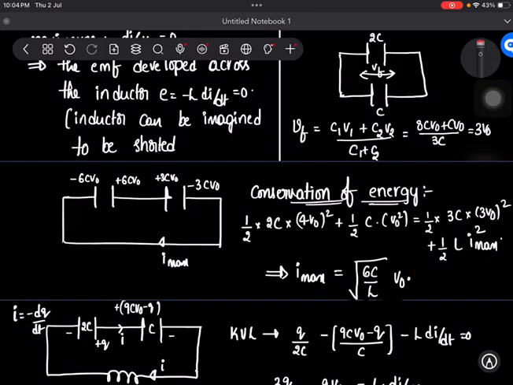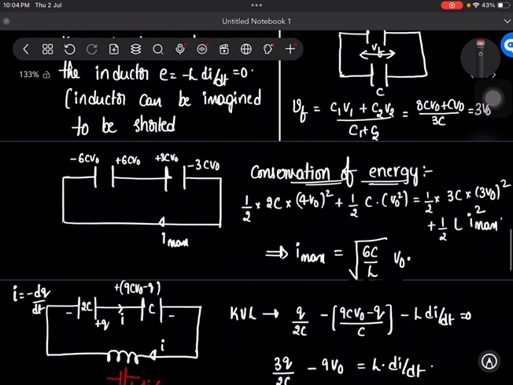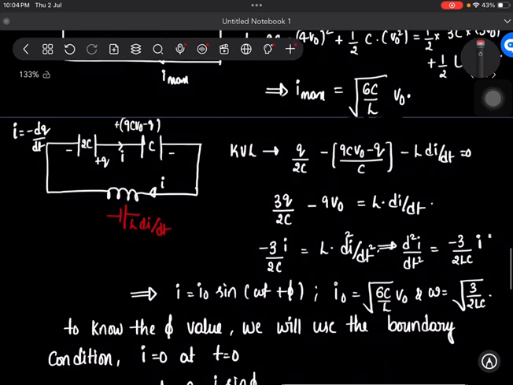Now we will go to the third question, where they are asking what is the equation of the current flowing to the left of the inductor. So we have to get an expression for this current flowing in this inductor. I am going for a general case at any random state. Here the charge is Q, here the charge is CV0 minus Q.